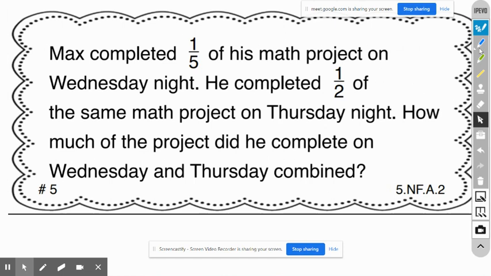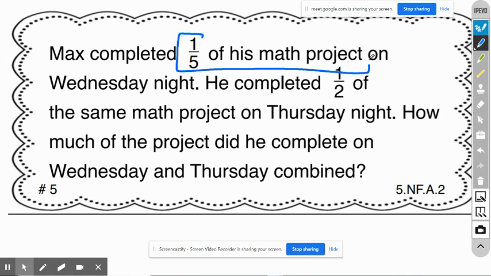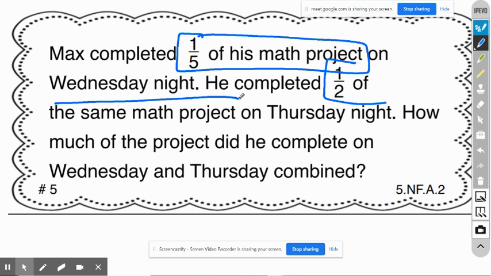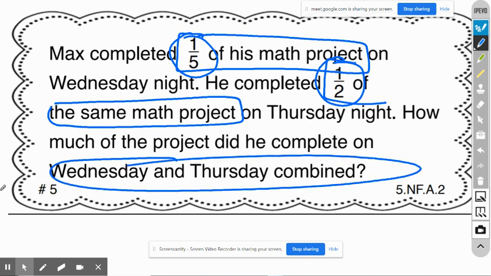Let's see another one. Max completed 1/5 of his math project on Wednesday night. He completed 1/2 of the same math project on Thursday night. So on Wednesday, he did this. On Thursday, he did this. How much of the project did he complete on Wednesday and Thursday combined?